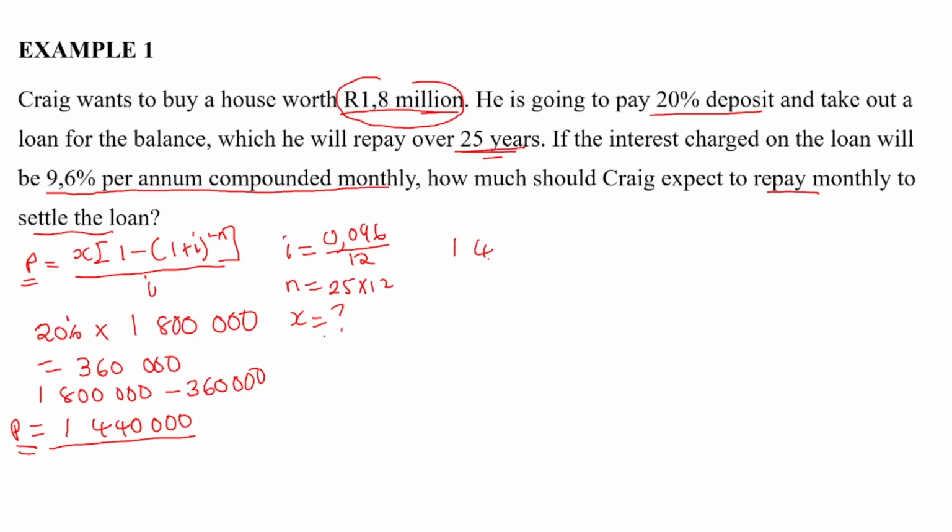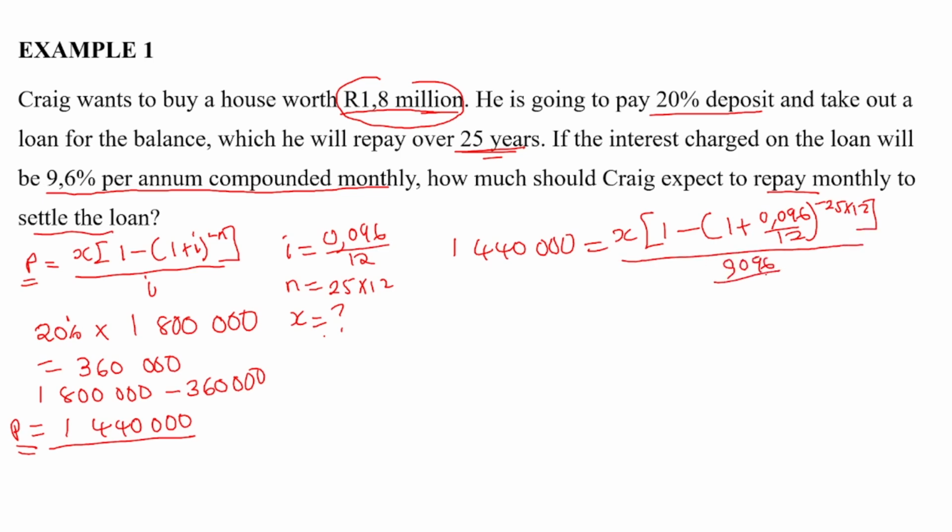Let's substitute into our formula. P is 1,440,000, right, is equal to X, and then 1 minus (1 plus 0.096 over 12) to the power negative 25 times 12, like that. And then all this over 0.096 divided by 12. What you can do, we can put this whole thing in the calculator as it is.